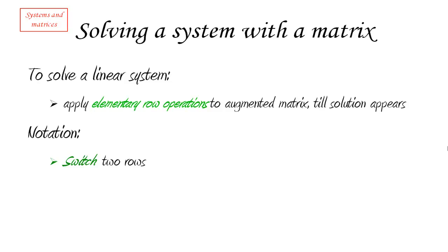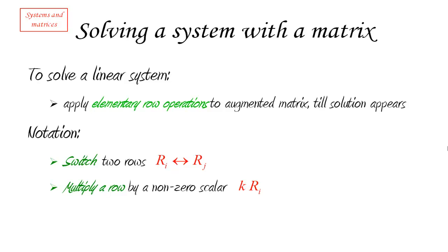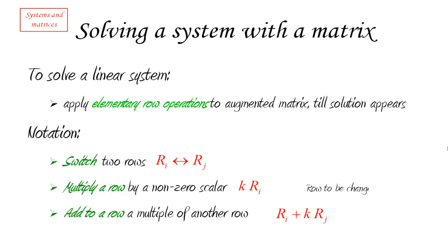Now, in terms of the notation, when we're applying these elementary row operations, we're going to indicate them as follows. If we're switching two rows, we denote that as row I is switched with row J, where I and J are two numbers. So say row 1 is switched with row 3, or whatever the case might be. If we're multiplying a row by a non-zero scalar, we indicate that by k times the corresponding row. And if we're adding to a row a multiple of another row, we say, to row I add k times row J. So the row that needs to be changed is written first.